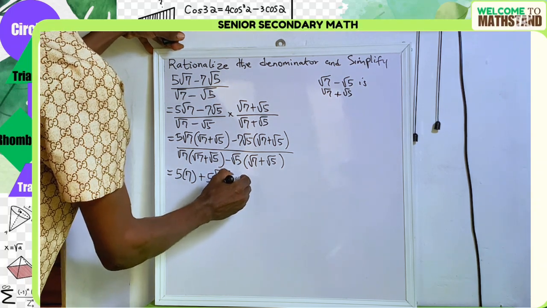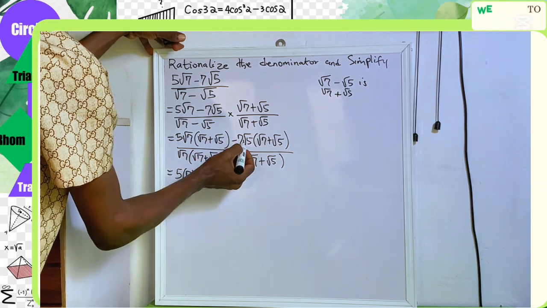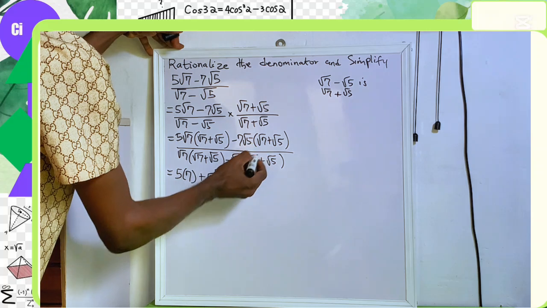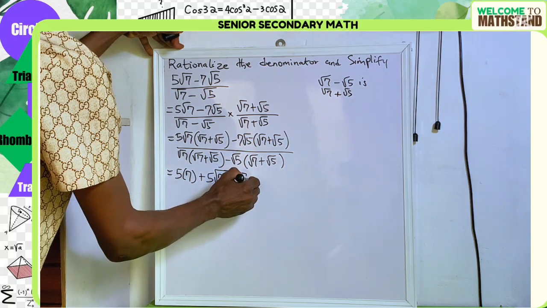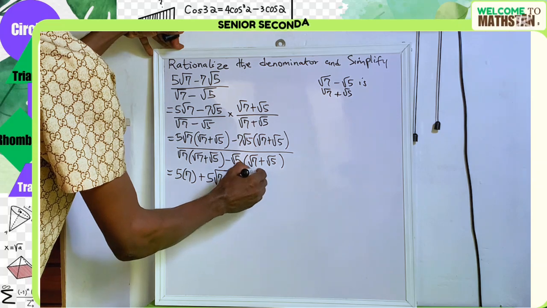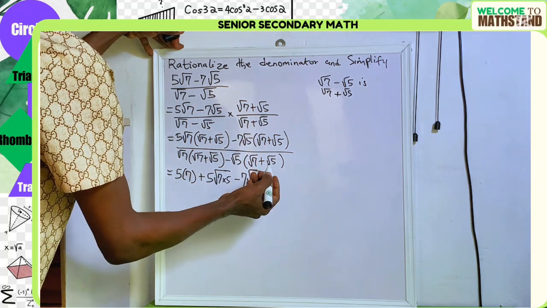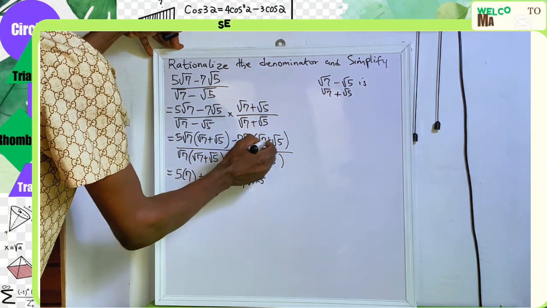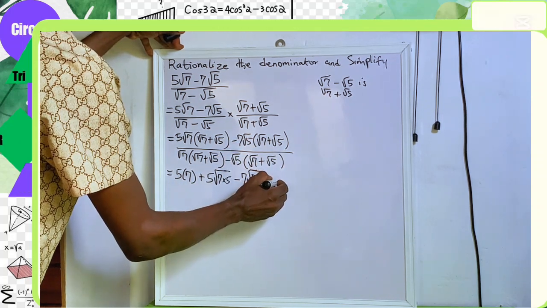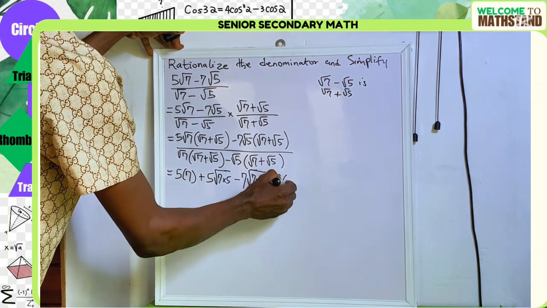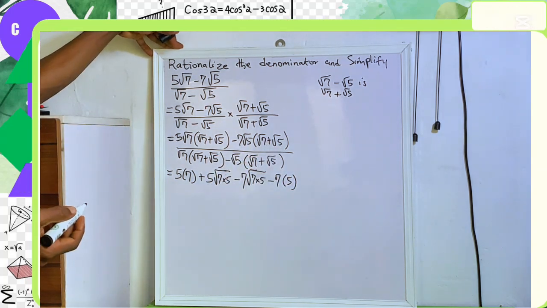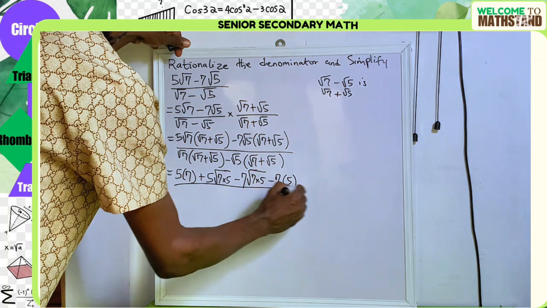So you move to the next one. 7√5 times √7 will be 7√7 times 5, because they are not the same, so it cannot be rationalized. And then minus 7√5 times √5, that will be minus 7 times 5, since √5 and √5 are conjugates, so the same thing happens.